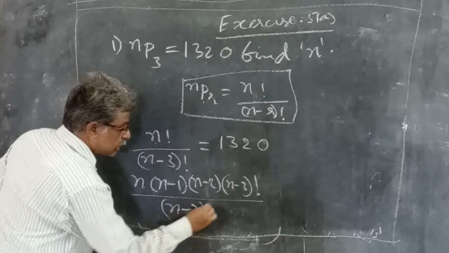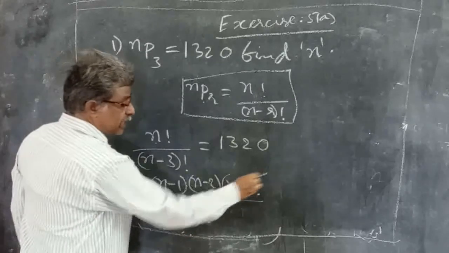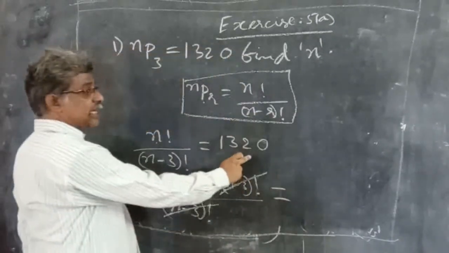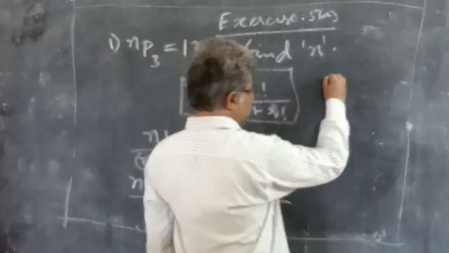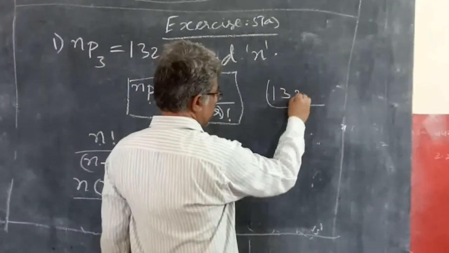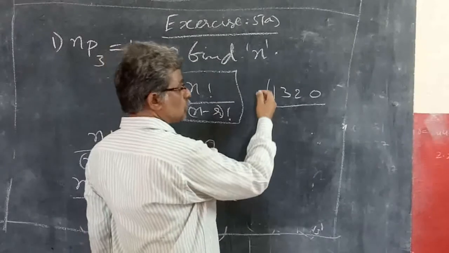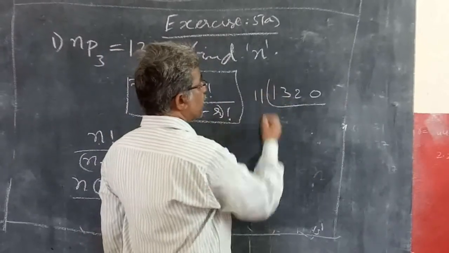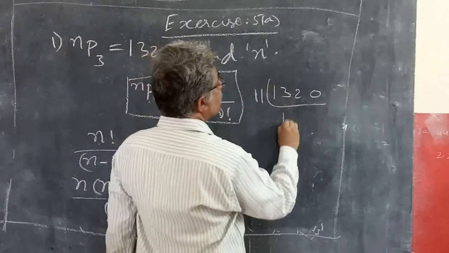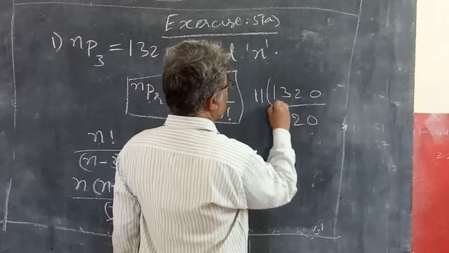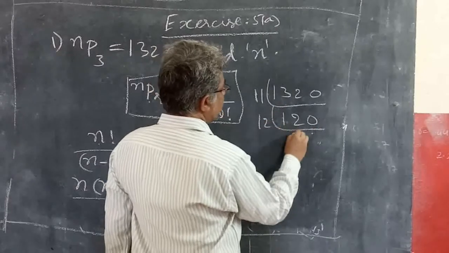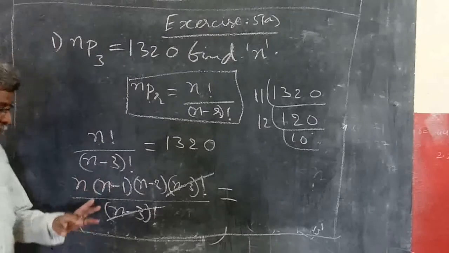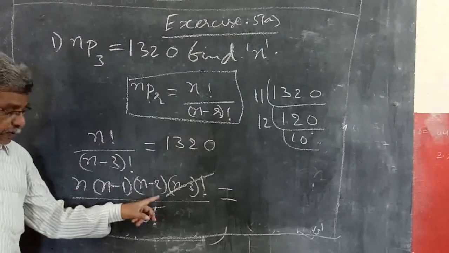Observe that. N minus 3 factorial, so that these two will get cancelled. So this is equal to, I will factorize 1320. You can do it with 2, 3, 4, 5 or bigger numbers, because 132 will go in 11 times, 12 times, and 10 times. Why I am writing these big numbers is that there are two ways of solving this. If you multiply, you get a cubic equation.